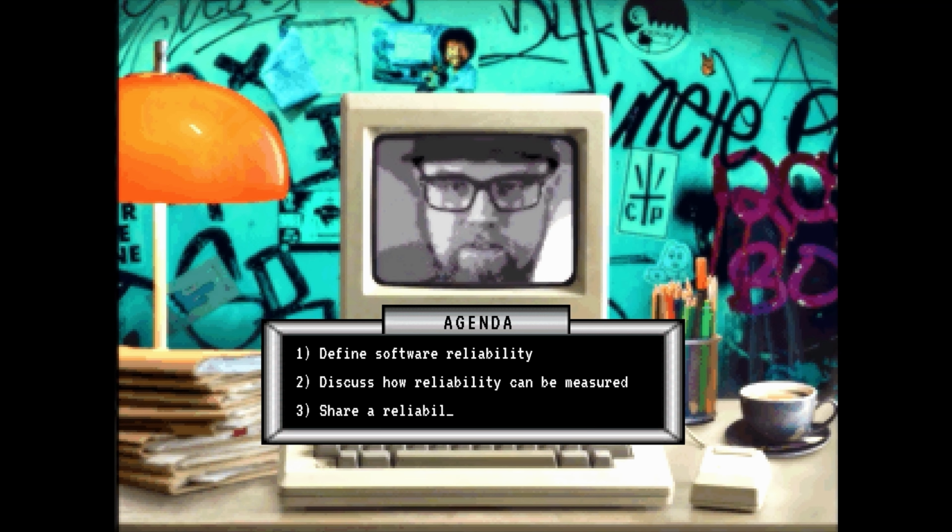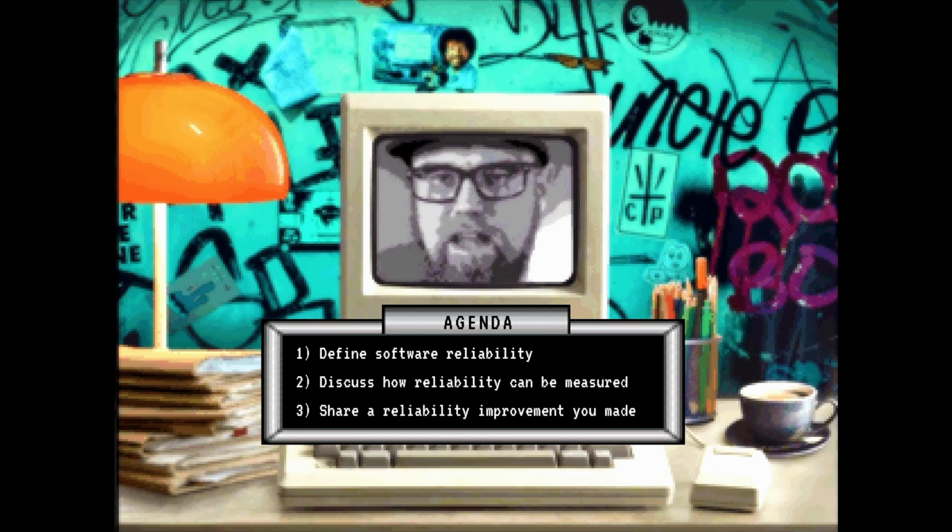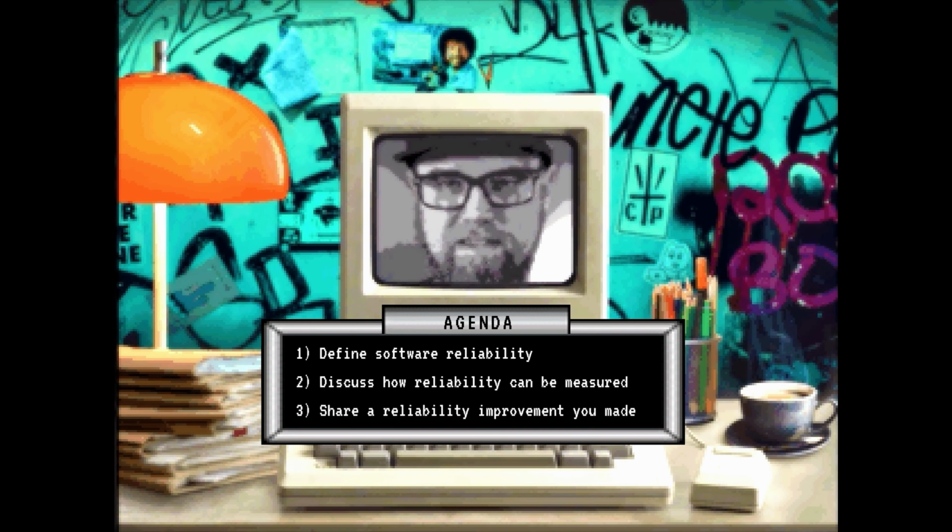Finally, we'll tie these topics together by briefly discussing the importance of being able to share a story of how you've helped to improve the reliability of a system in the past. So, now that we know the mission, let's explore software reliability through the lens of a site reliability engineering team. Let's go.